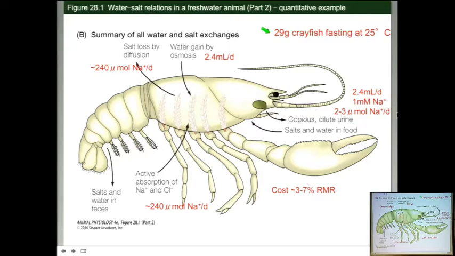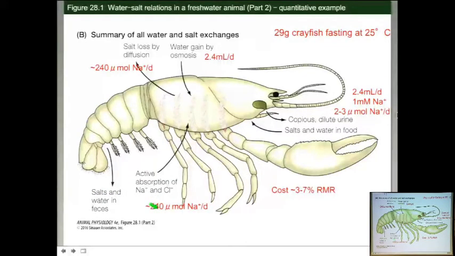This animal will lose 240 micromoles of sodium per day by diffusion out of the gills. And it will gain water by osmosis of 2.4 milliliters per day. That's the water gain. So to balance the water gain by osmosis requires the loss of about the same amount of water in the urine per day. The salt and water in the feces is relatively small in this case, so it doesn't affect our balance very much.